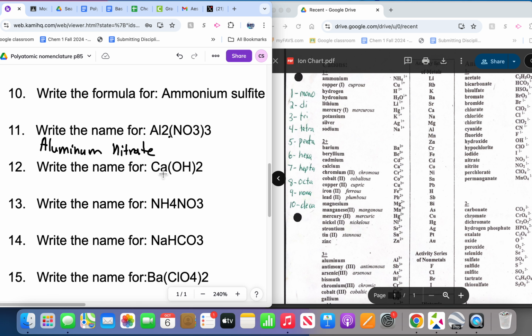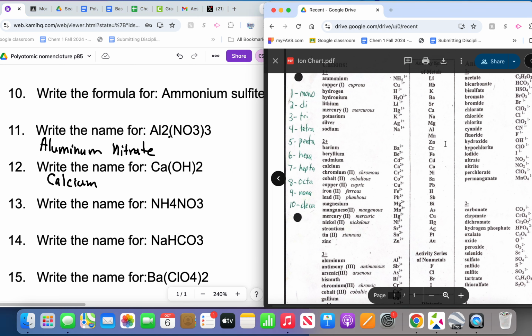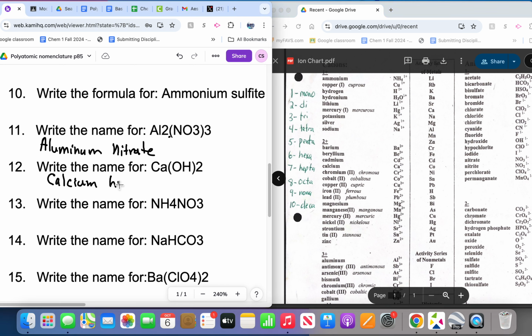Okay, write the name for Ca(OH)2. So calcium, and then you look up OH. Just OH, not the 2. If you look up OH, you find it. There it is, hydroxide. So everything has two names. It's binary. Okay, my computer's not connecting well. There we go. Calcium hydroxide.